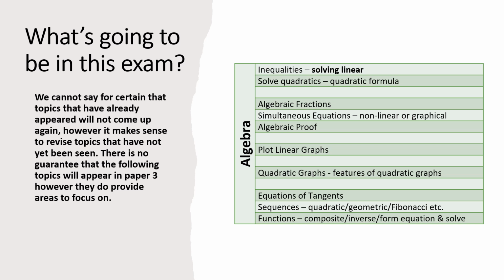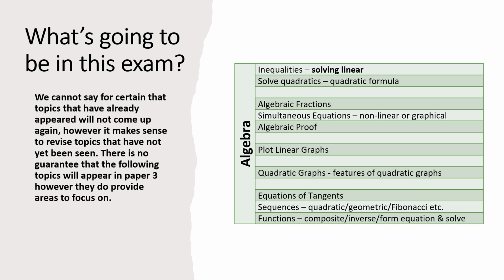So we did have inequalities. We had plotting linear inequalities and identifying the correct region, and we had a quadratic inequality to solve too. But there is still a possibility of linear inequalities, solving those, maybe plotting those onto a number line. Solving quadratics using the quadratic formula, algebraic fractions, simultaneous equations. In Paper 1 we had that linear one, but we haven't seen any graphical simultaneous equations or any non-linear simultaneous equations. Algebraic proof, plotting linear graphs, quadratic graphs, feature quadratic graphs.